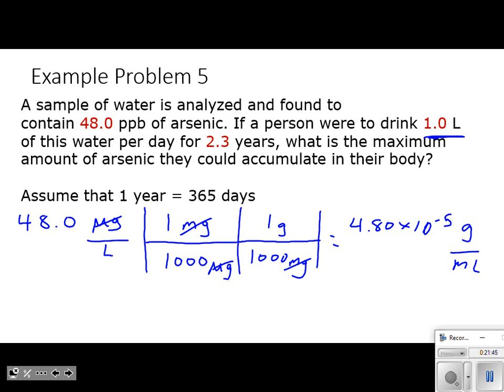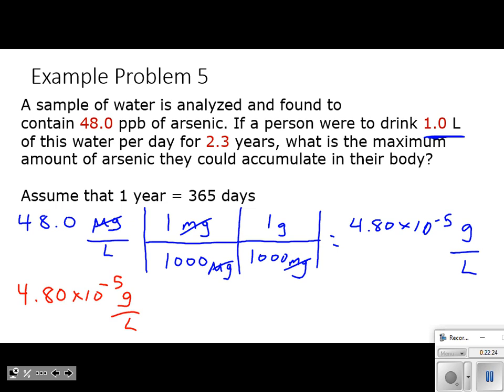We okay with how I did that? Just a metric conversion. Oh, it is liters. My bad. It's not milliliters, it's grams per liter. So every liter I drink, I get that many grams. Now, what we have to figure out is how much will be in the body. So I take that concentration of grams per liter.